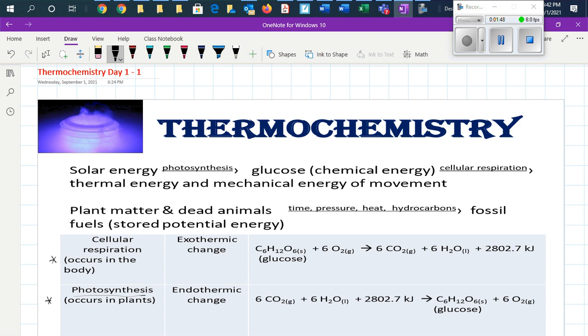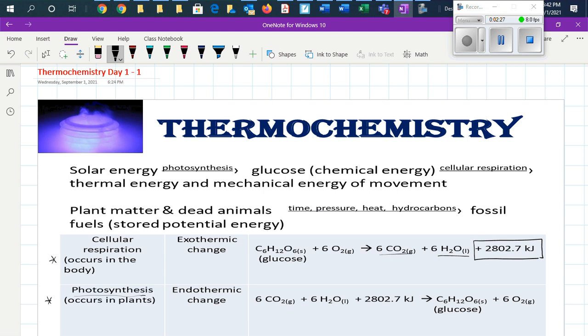The two reactions which I strongly recommend you remember and memorize for the time being, I suggest you write them in your data booklet so that you memorize them, are as follows. For cellular respiration, the glucose is decomposed, burned by reacting with oxygen to produce carbon dioxide and water, as well as energy. And this is huge energy, 2,802.7 kilojoules.